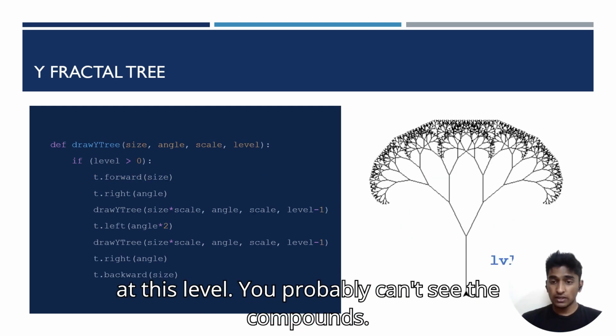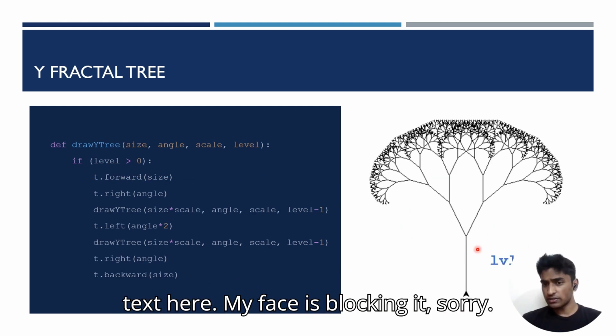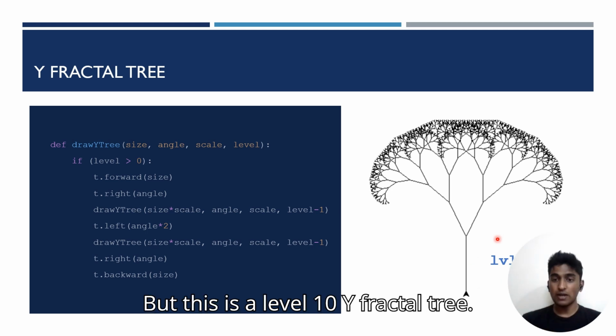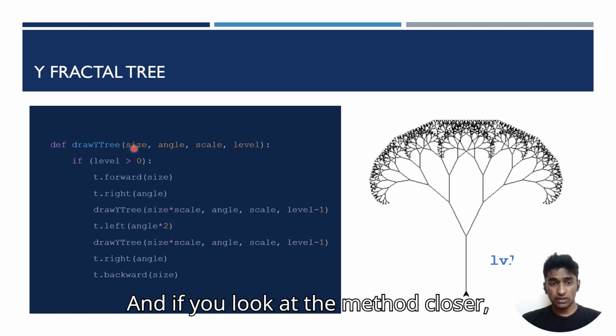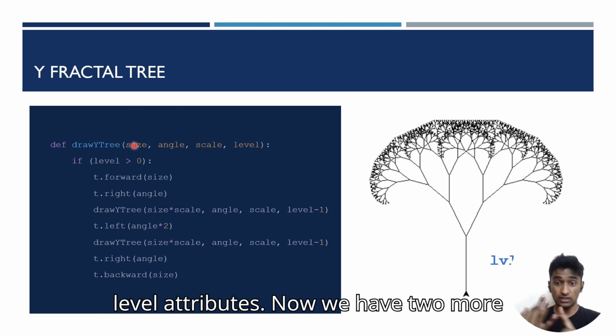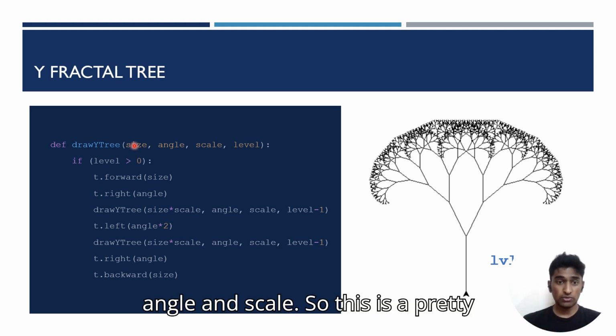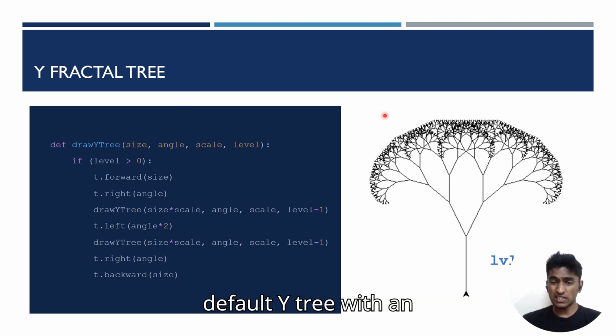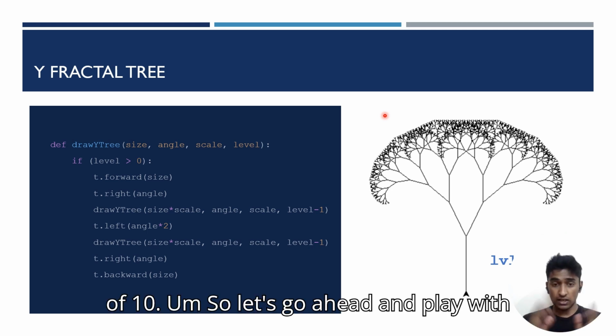Let's look at this level. Oh, you probably can't see the text here because my face is blocking it, sorry. But this is a level 10 Y fractal tree. And if you look at the method closer, this differs from the Koch curve a bit because the Koch curve only has size and level attributes. Now we have 2 more attributes, angle and scale. So this is a pretty default Y tree at level 10.